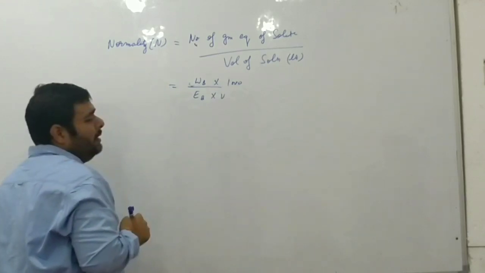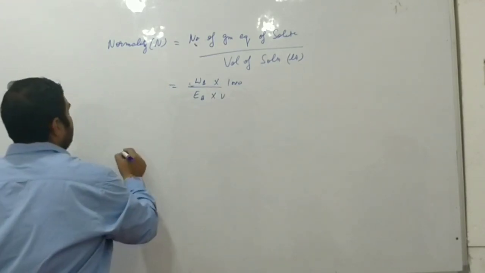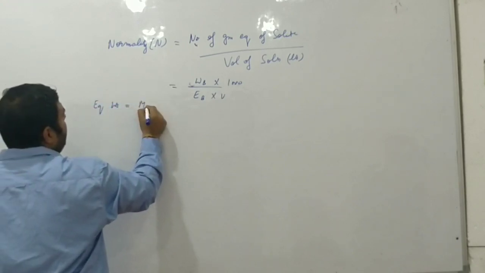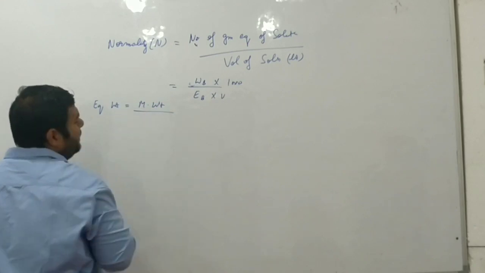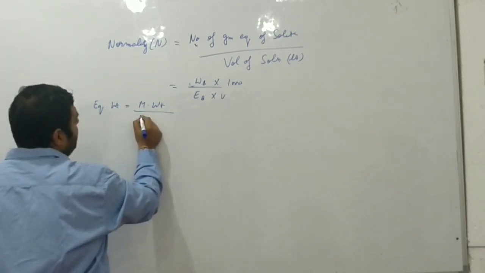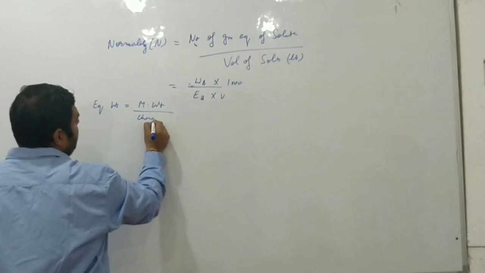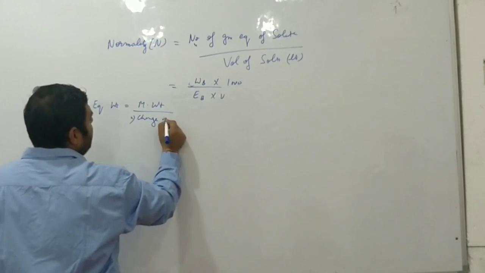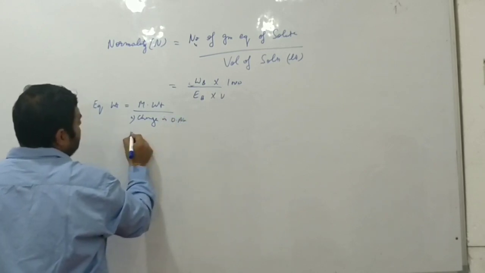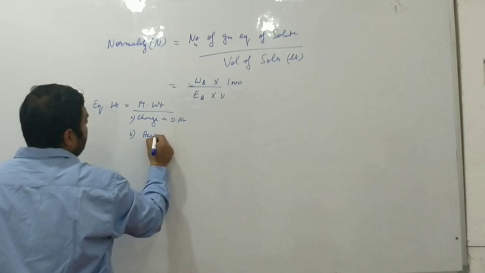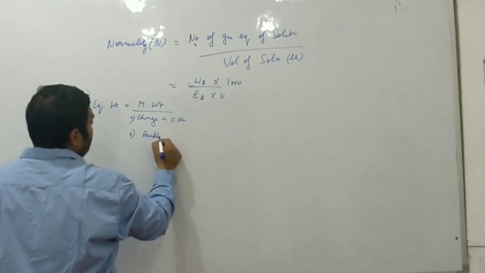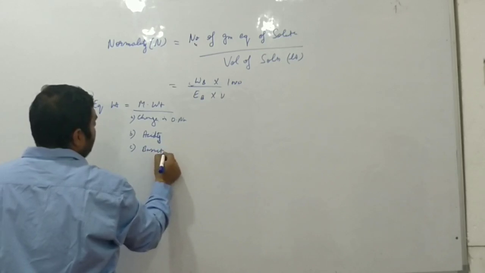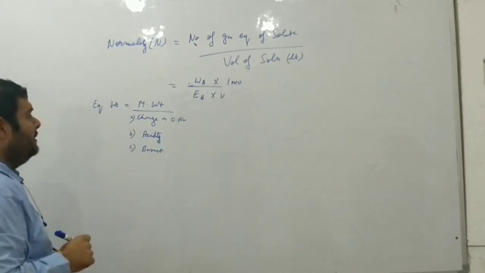Now equivalent weight we can calculate, that is molecular weight divided by the change in oxidation number of the species or acidity or basicity of the acids and bases.